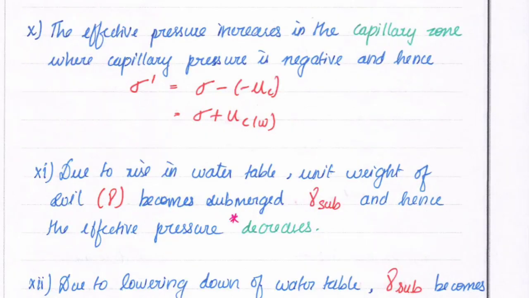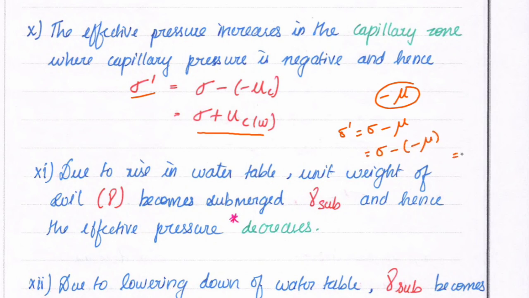Next we have to know that the effective pressure increases in the capillary zone, where the capillary pressure is negative. Hence the effective pressure, which is sigma minus pore water pressure, will become sigma plus pore water pressure. We already discussed that. If it is capillary water, the pore water pressure will be negative. We know the effective stress equals total stress minus pore water pressure, so here we substitute minus pore water pressure: sigma minus, and minus of mu, so sigma plus mu. This is what is written over here.